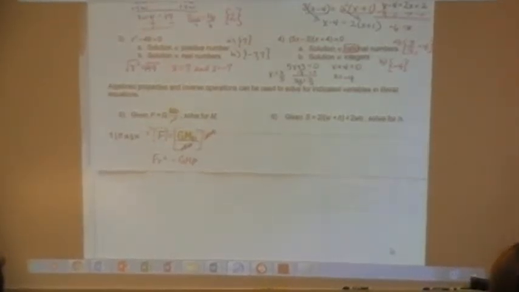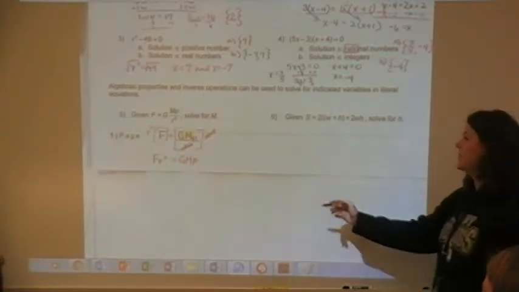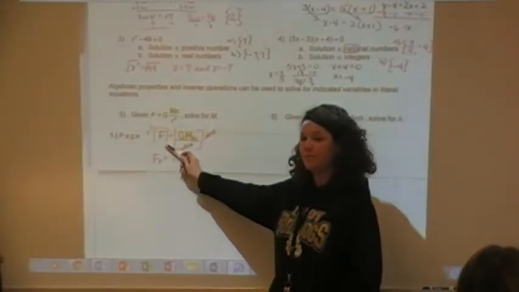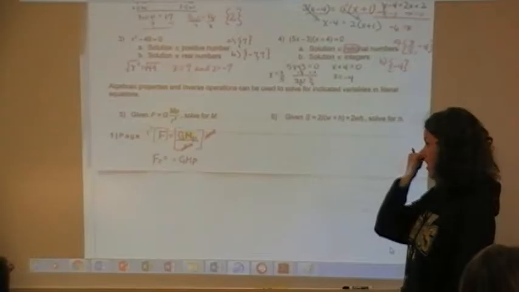Why does it go to F? Because if I multiply the right side by r squared, anything you do to one side, you have to do to the other.